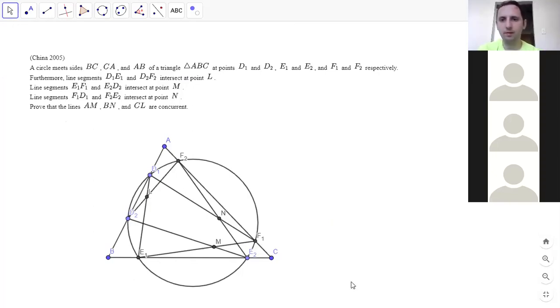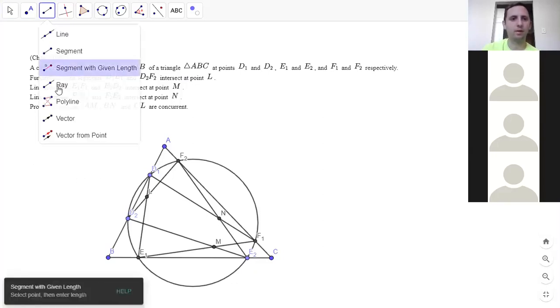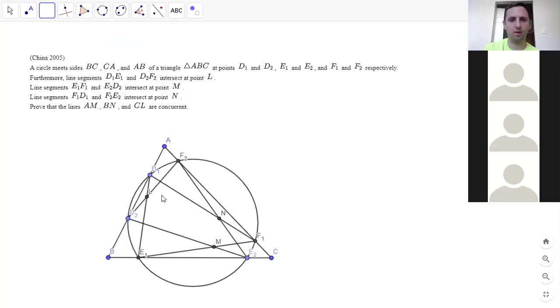So we use Pascal's. So NM, D2F1, and BC concur. Are you sure? So Rue83, oh, LN. Okay, LN, D2F1, and BC concur. All right. Yeah, we can hear you.